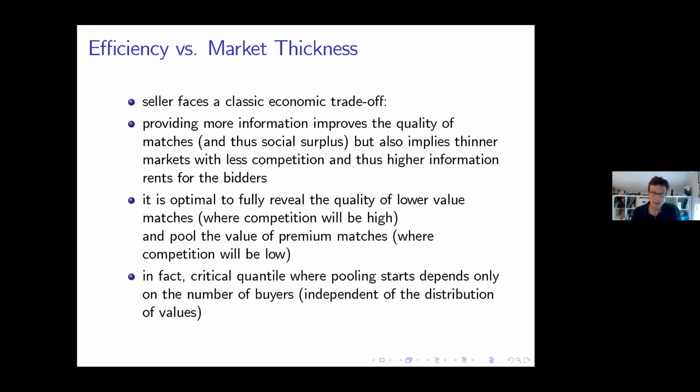And the complete answer that we're going to give is that it is in fact optimal to fully reveal the quality of the lower matches, so have full revelation when competition will be high, and to pool in one big pool the value of the premium matches, where competition will be low. In fact, the threshold where we will start pooling is going to be determined by a critical quantile of the distribution, and that quantile will depend just on the number of buyers, but will be independent of the distribution of the value. So it will not depend on the distribution of values, whether it's uniform, normal, or whatever you would like to take.